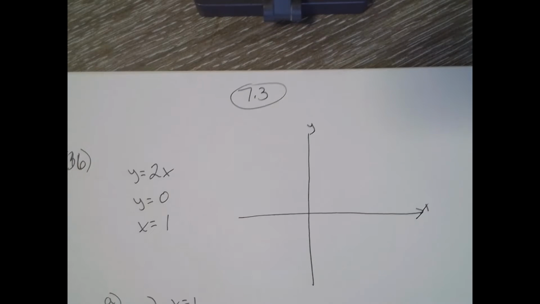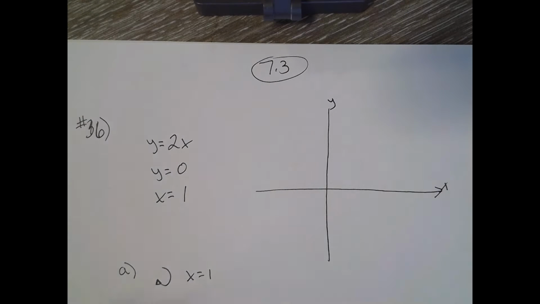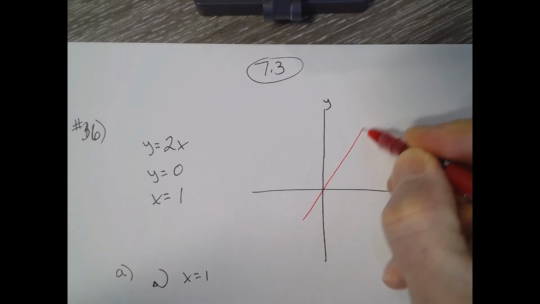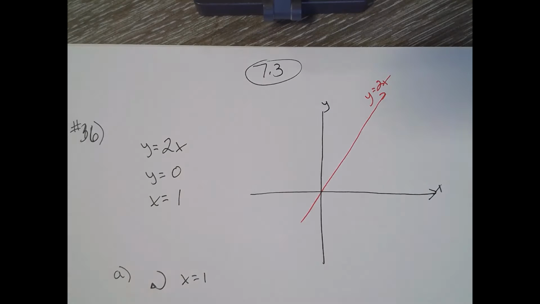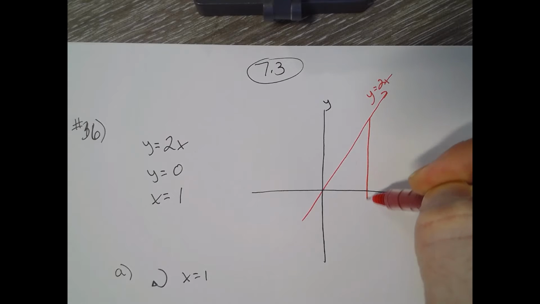Alright, 7.3, number 36. We've got to find the volume of the solid generated by revolving the triangular region bounded by the lines y equals 2x, y equals 0, and x equals 1. Alright, so there's x equals 1.